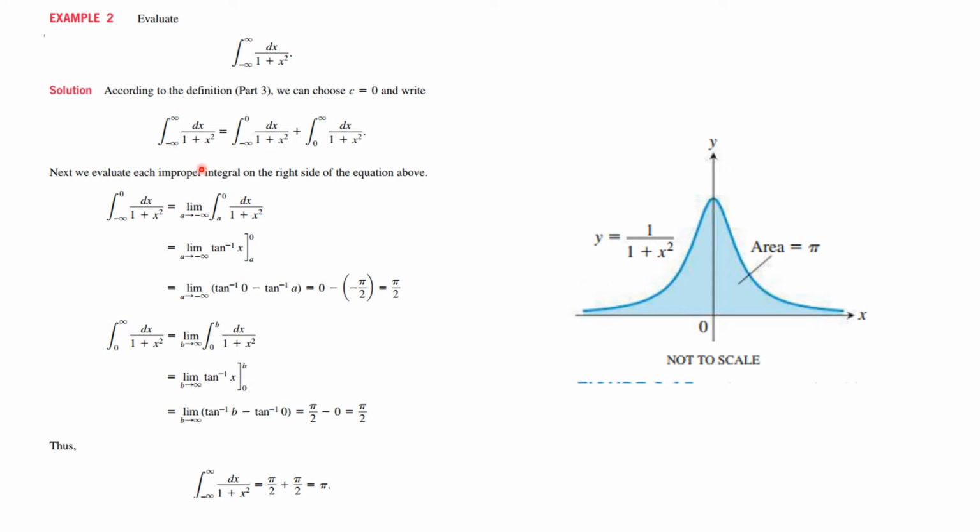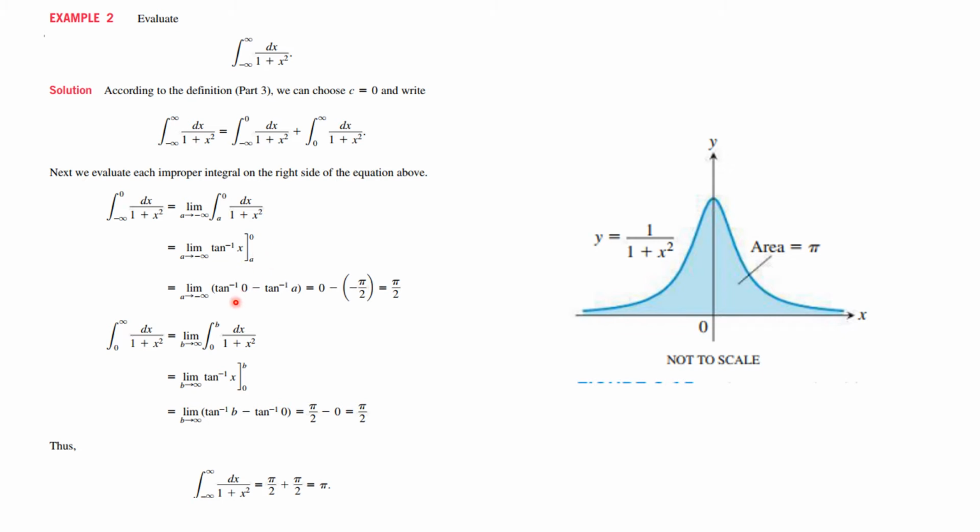So you see this integral from minus infinity to infinity is going to be the sum of the integral from minus infinity to 0 and from 0 to infinity. Now we have to evaluate each of these improper integrals. So let's start with this one. And you might recall, and this is good review for the final exam, that this is the inverse tangent. And so that's the inverse tangent we're evaluating at these points.